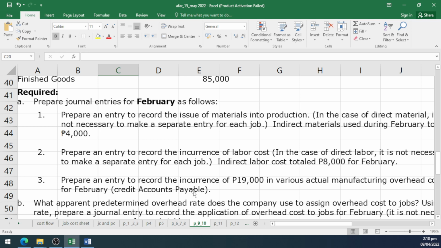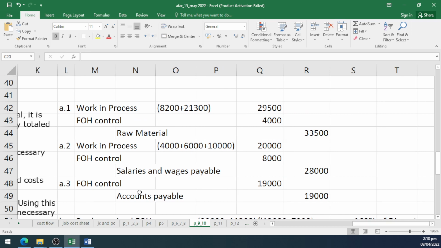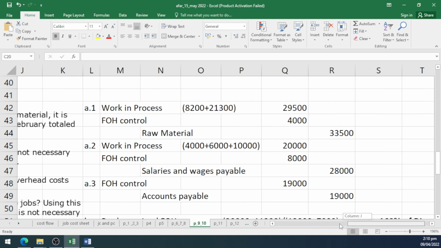Okay? Next, for A number 3, which is the incurred factory overhead, prepare an entry to record incurrence of 19,000 in various actual overhead. We will debit factory overhead control, 19,000, and credit accounts payable. Okay?